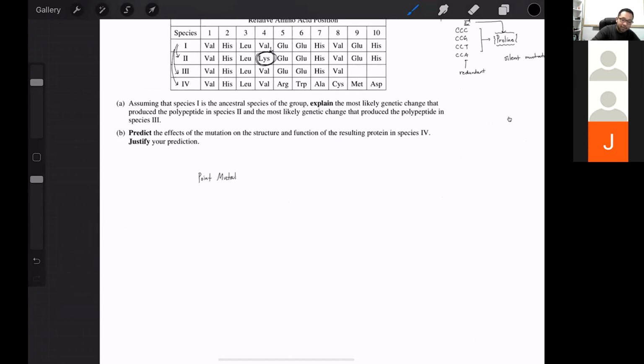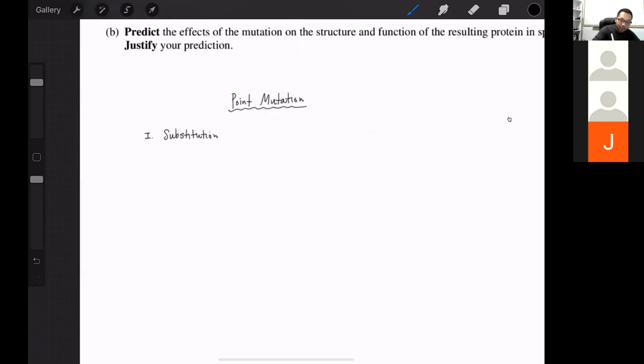Now, point mutations can be broken down into several types. First, we can say there is a substitution, which means that we have a substitution of one nucleotide with another. We could also have something called insertion, and something called deletion. As the names suggest, insertion would add a nucleotide where there wasn't one to begin with, and deletion would remove one where there used to be one.